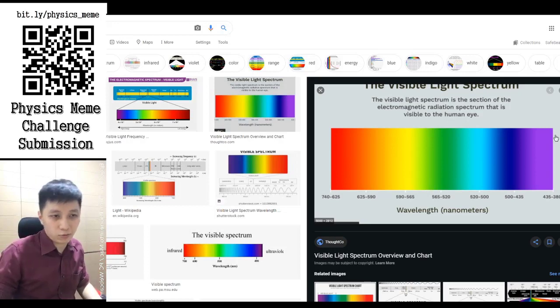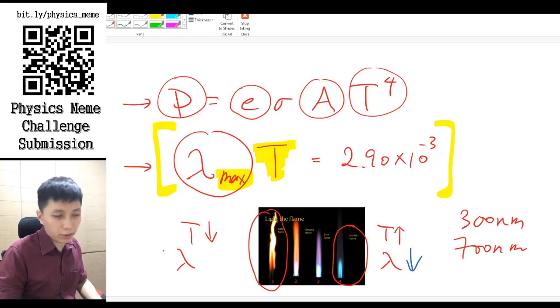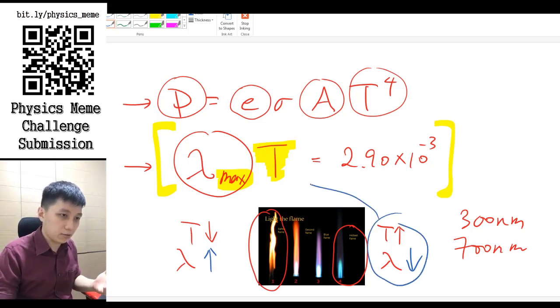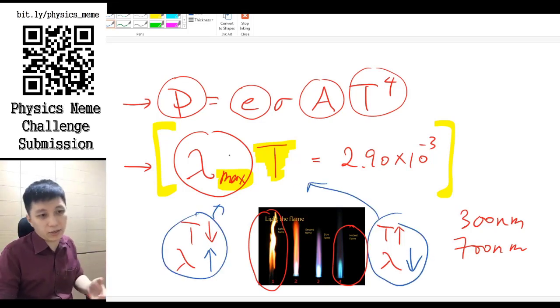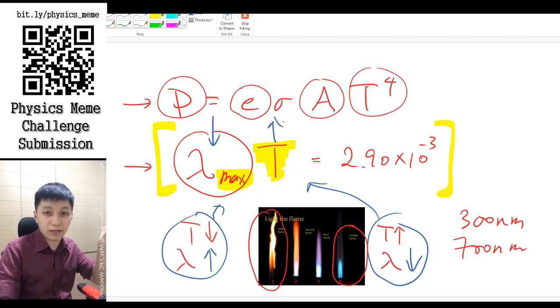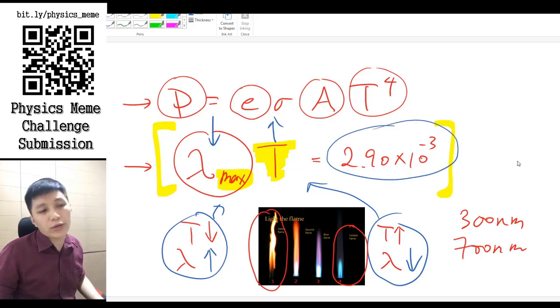You can see the red one is roughly about 700, and the violet one is about 300 to 400 nanometer. So that is to say, the blue light will have a lower wavelength, and the orange or yellowish light will have a greater wavelength. If you fit that back to the equation, it makes sense, because when one decreases, the other increases, since the whole thing should be a constant. So we are very happy that Wien's displacement law aligns with our observation.